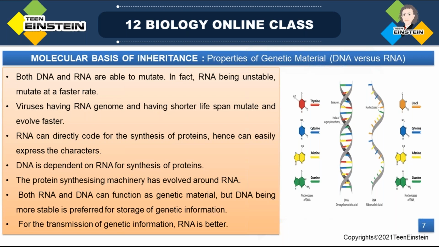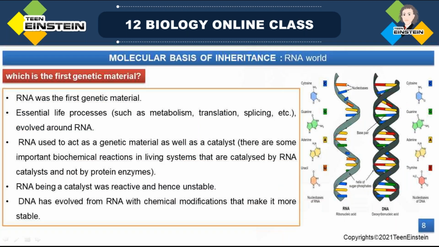So the protein synthesizing machinery has evolved around DNA, and both DNA and RNA can function as genetic material, but DNA is more stable, so that is preferred for the storage of genetic information, because DNA is more stable. That's why it is preferred for the storage of genetic information and for the transmission of genetic information. For the transmission, which one is better?